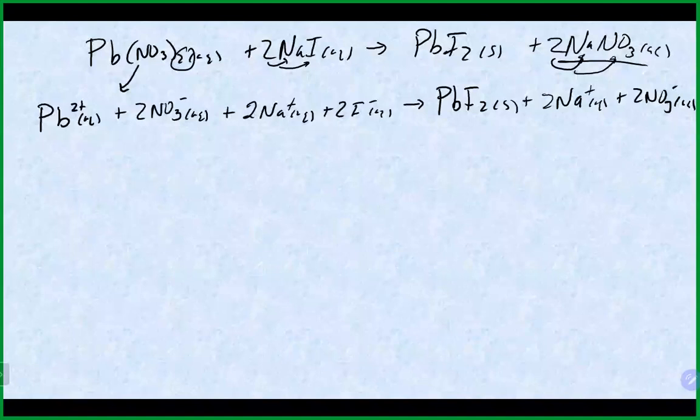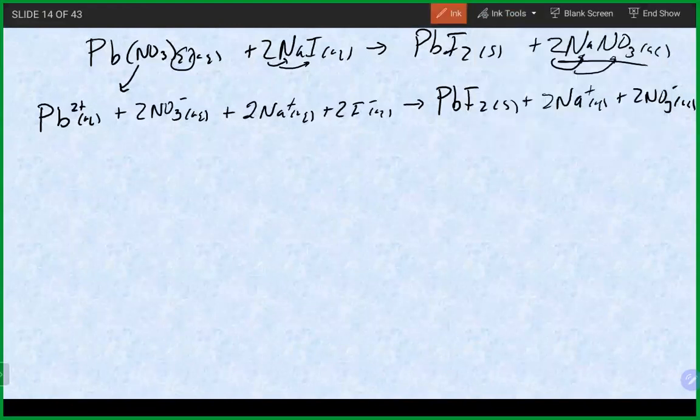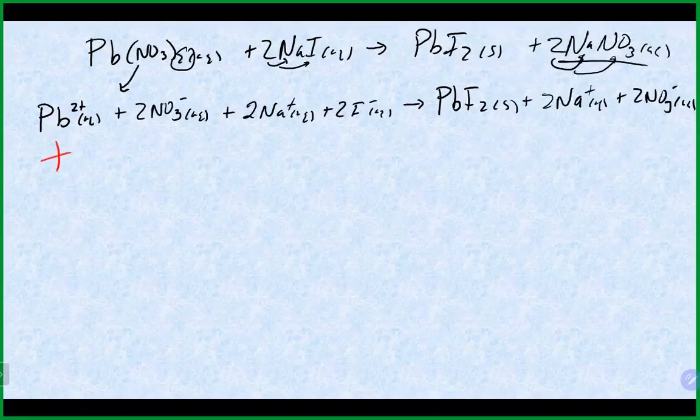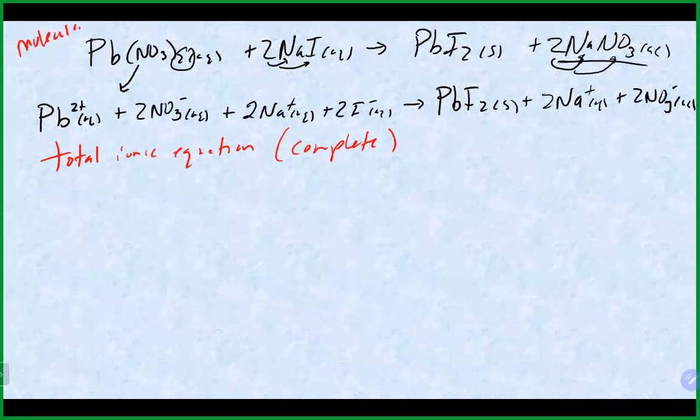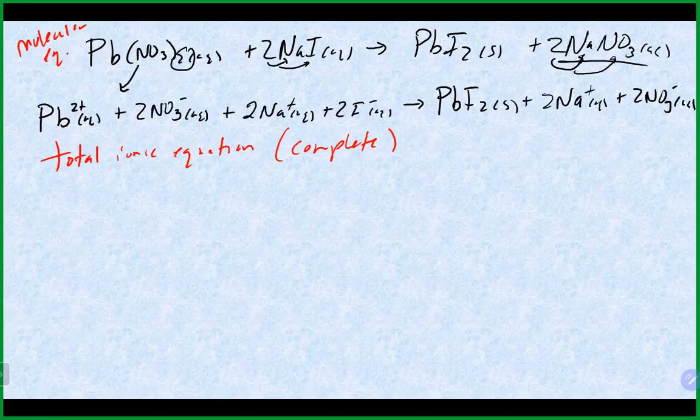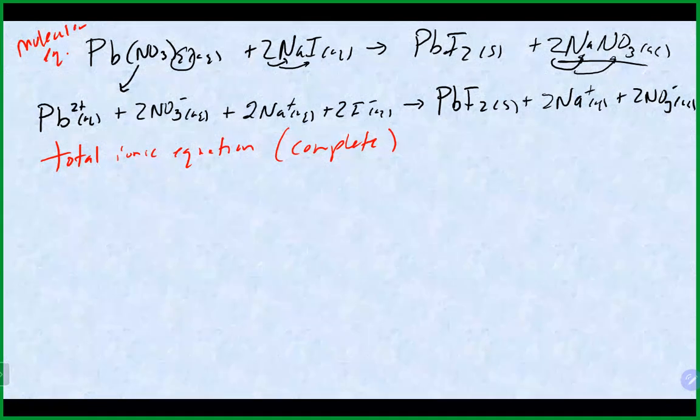This equation is what is referred to as the total ionic equation. This is sometimes referred to as the total ionic equation. Sometimes people call it the complete ionic equation. This is obviously our molecular equation. First off, any questions on that? So this equation basically tells us what happens when we dump everybody together to mix them.